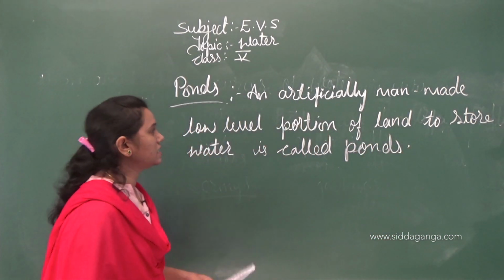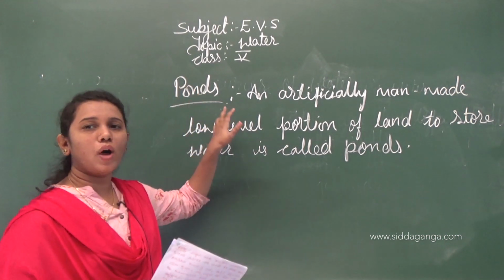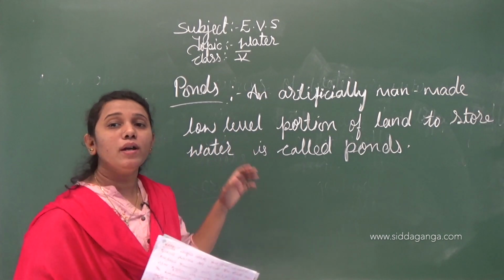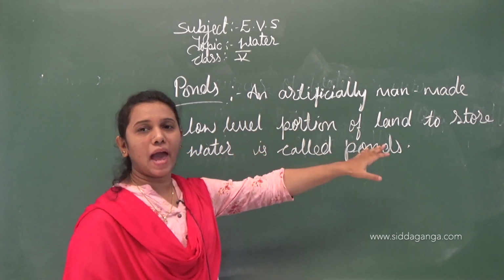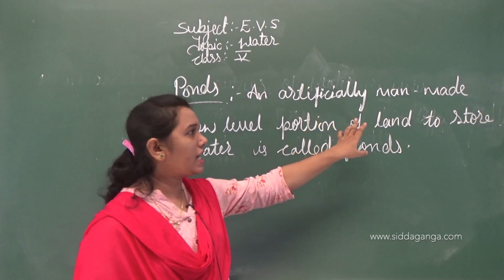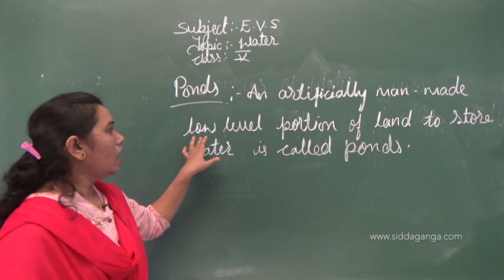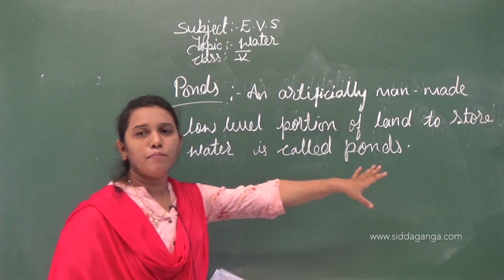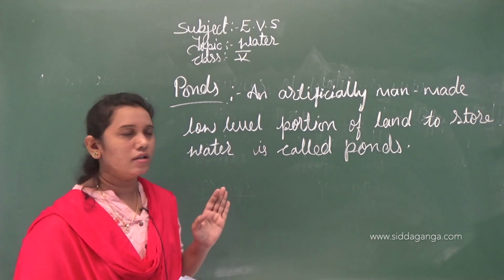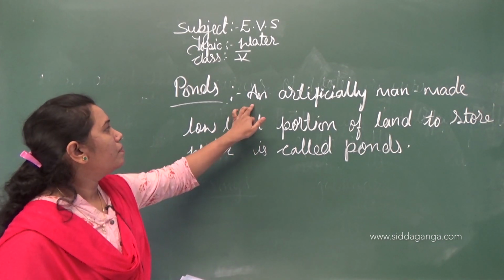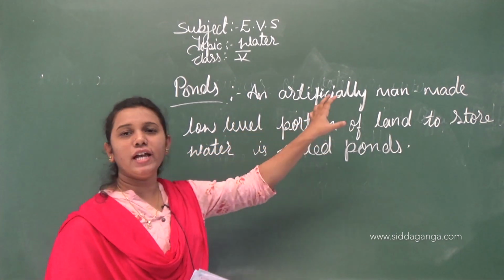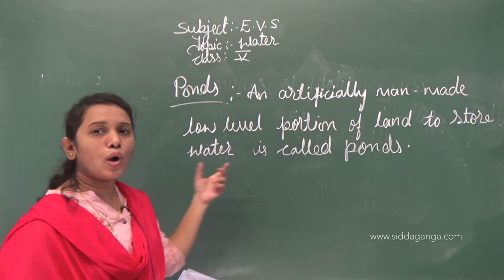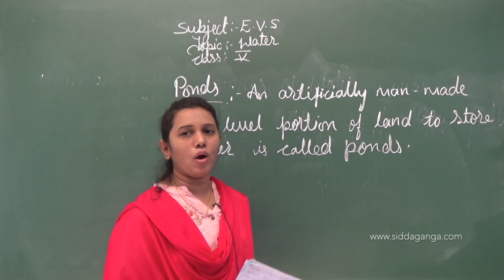See here once again, what is a pond? In this class we discuss ponds. We study about ponds, an artificially man-made low-level portion of land to store water is called a pond. Understood? Listen here.